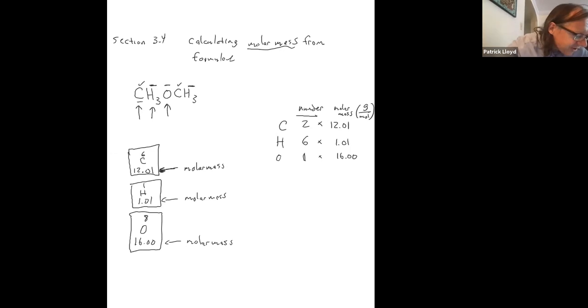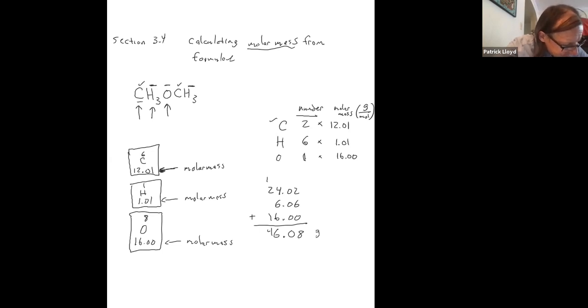So if you add these up, for the carbon, you get 24.02, right? 2 times 12.01. For the hydrogen, it's 6.06 because it's 6 times 1.01. And then for the oxygen, it's 1 times 16, so 16.00. And then you just add them up. And so you have an 8 here, you have a 0 here, you have 12 plus 4 is 16, and then 2 plus 1 plus 1 is 4.